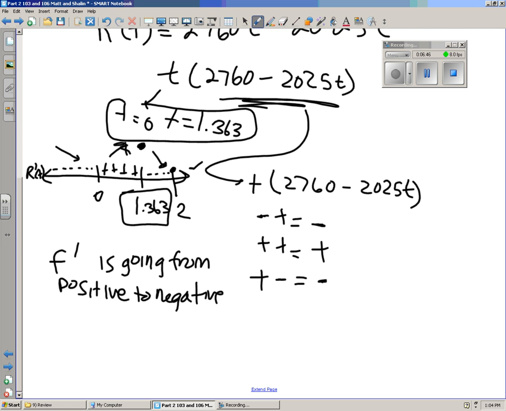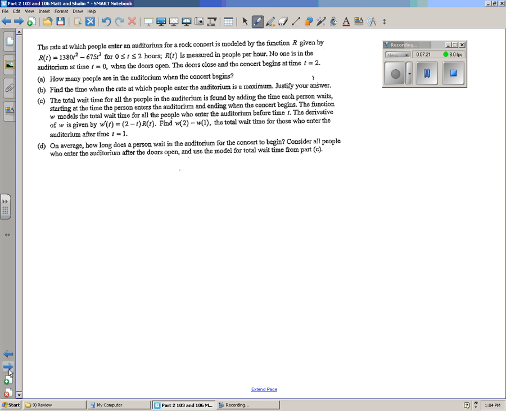Yeah, so just to recap, what we did was we got the number line, and we tested out all the possible points that we got after taking the derivative and setting it equal to 0, and we got 1.363. We found that that's where our max was, since the slope is going from positive to negative. So let's move on to C.